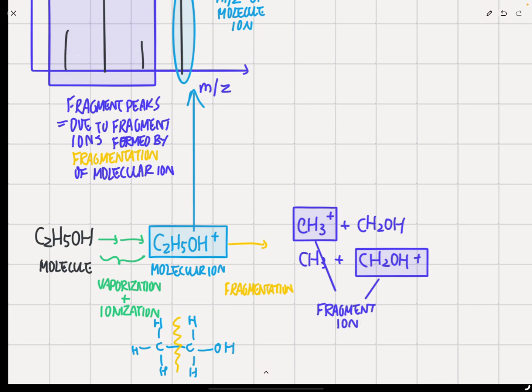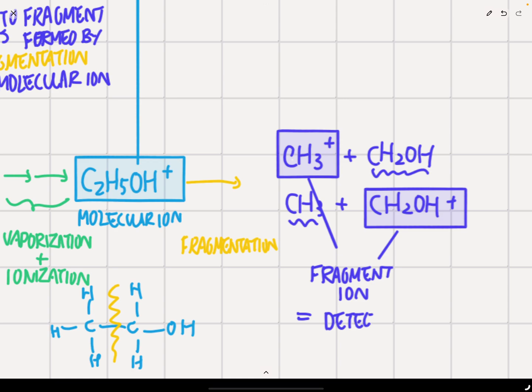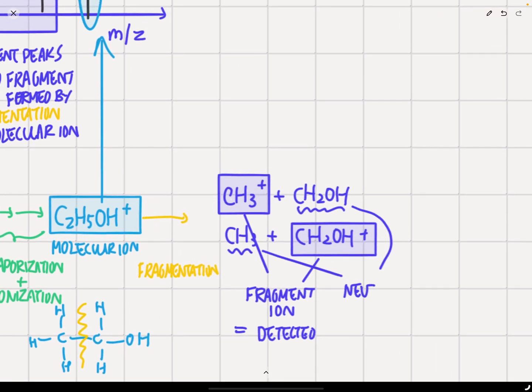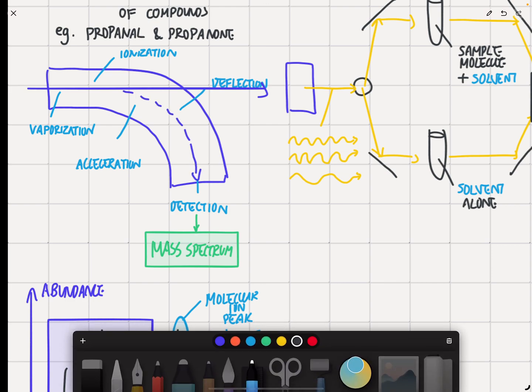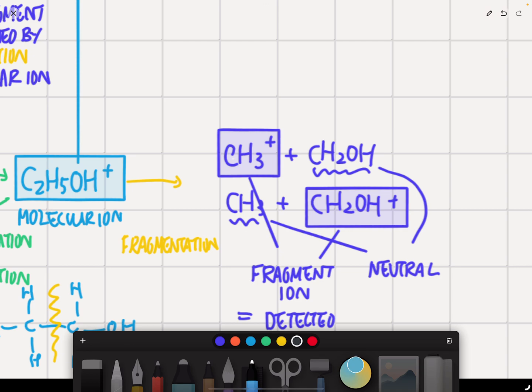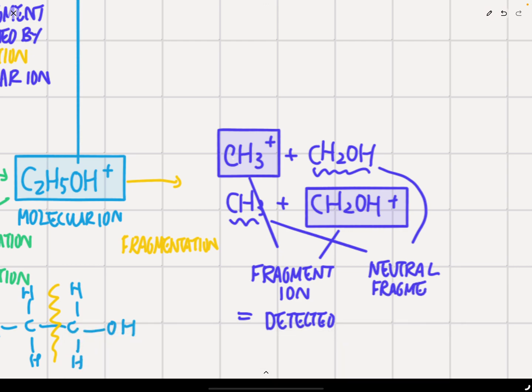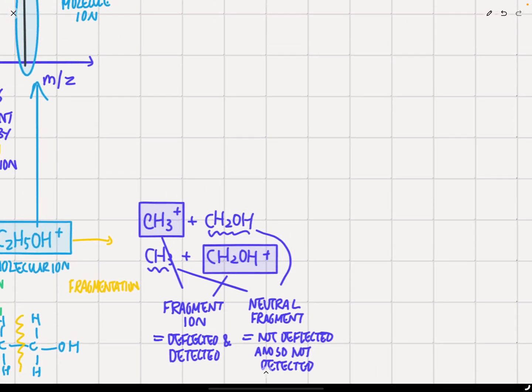And you see, I only focus on the fragment ions instead of the neutral fragments, because the neutral fragments will not be detected. So fragment ions are detected, and the other neutral fragments are not detected, as they will not be deflected. Remember, deflection means they change their trajectory, they change their direction of movement. Deflection will only happen to charged ions. I wrote down the wrong word here, this should be neutral fragment, not neutral ion. So neutral fragments are not deflected, and so they are not detected. Whereas the fragment ions are deflected and therefore detected. So it's important that you see the difference between deflection and detection.